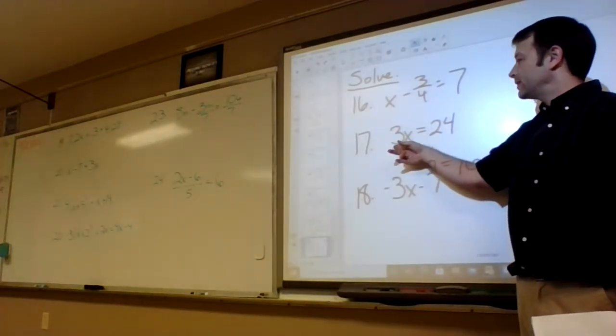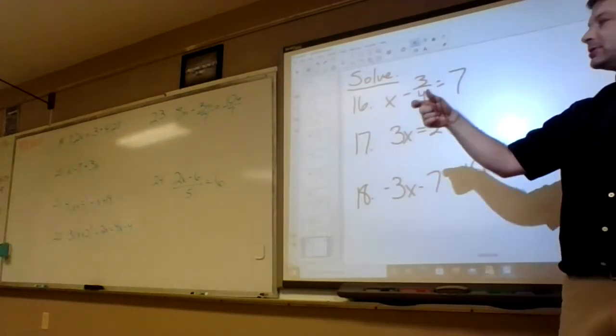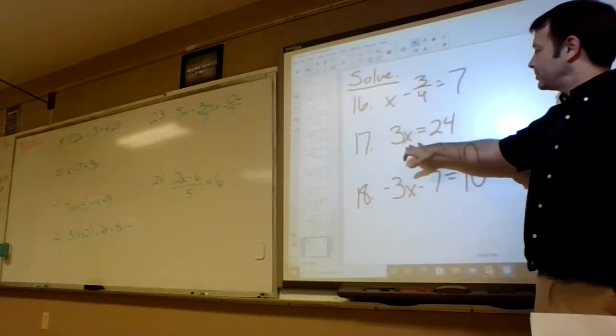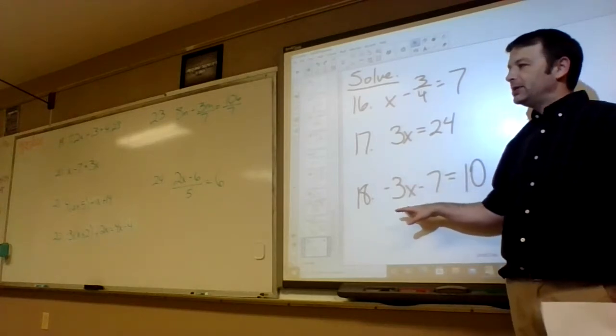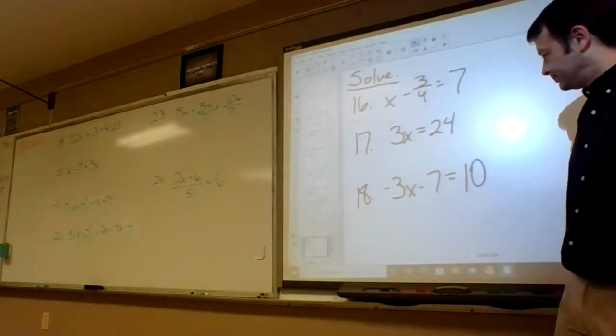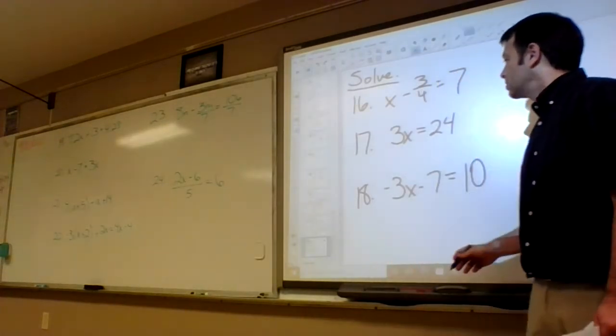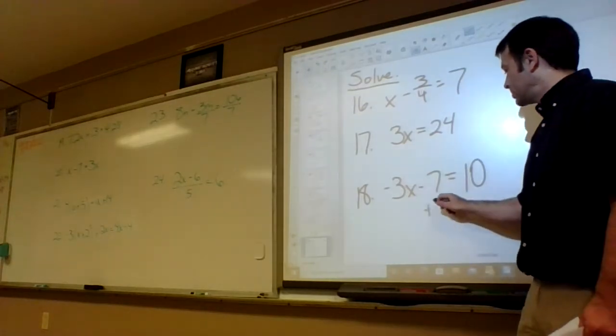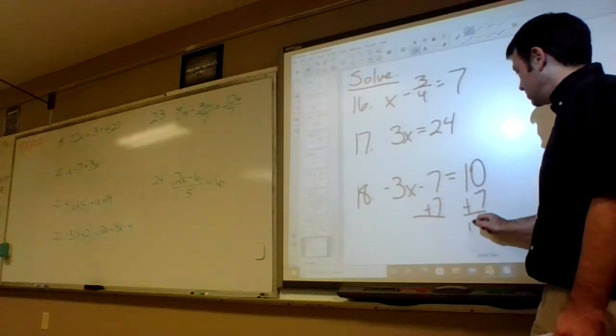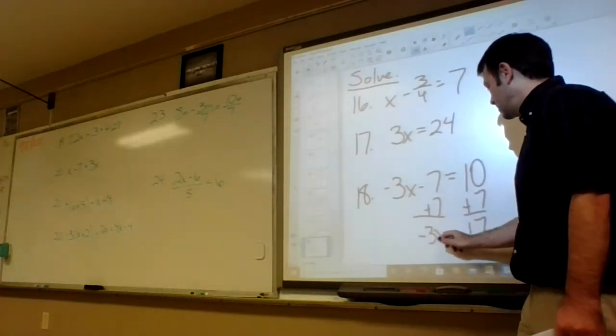Okay, what's your step on 17? Divide by 3. 24 divided by 3 is 8. Okay, on 18, what do we do on that one? Wait, so what was the answer for 17? 8. Okay. What do we do on 18? So plus 7, plus 7, divided by negative 3.